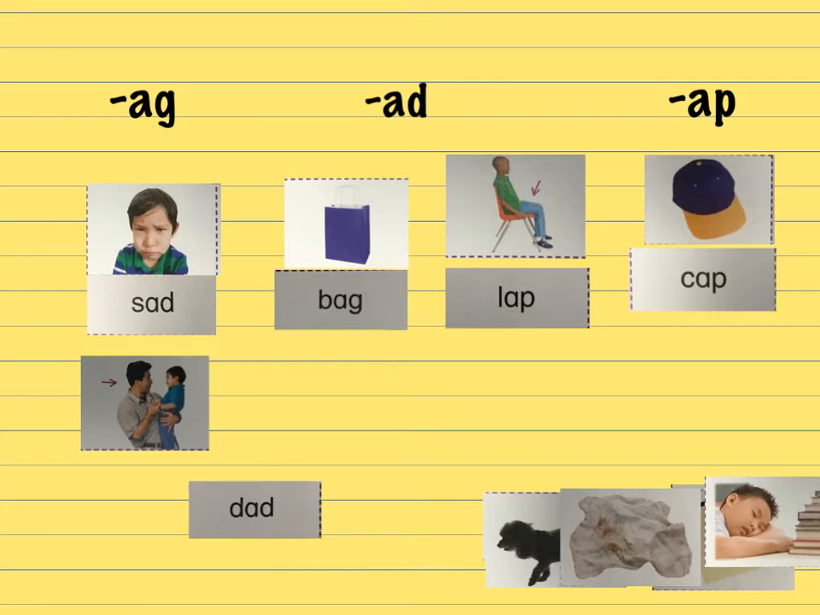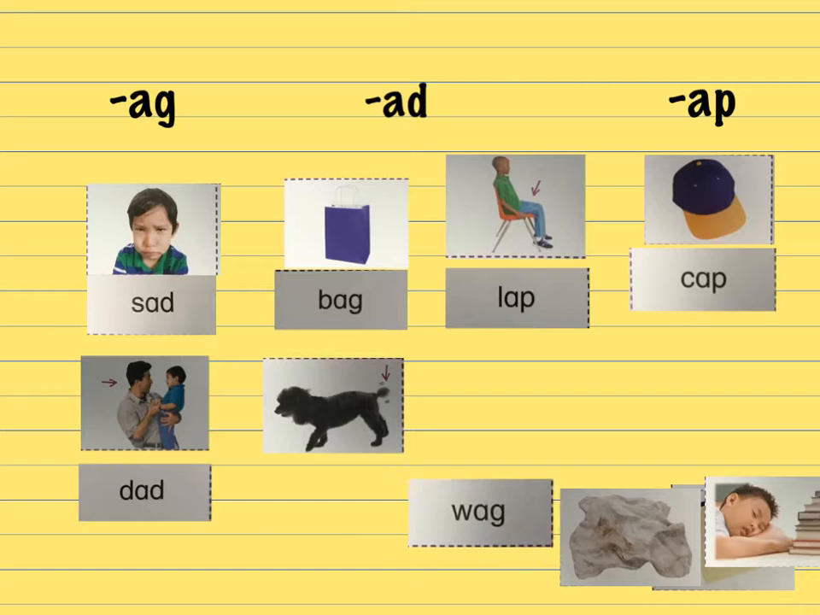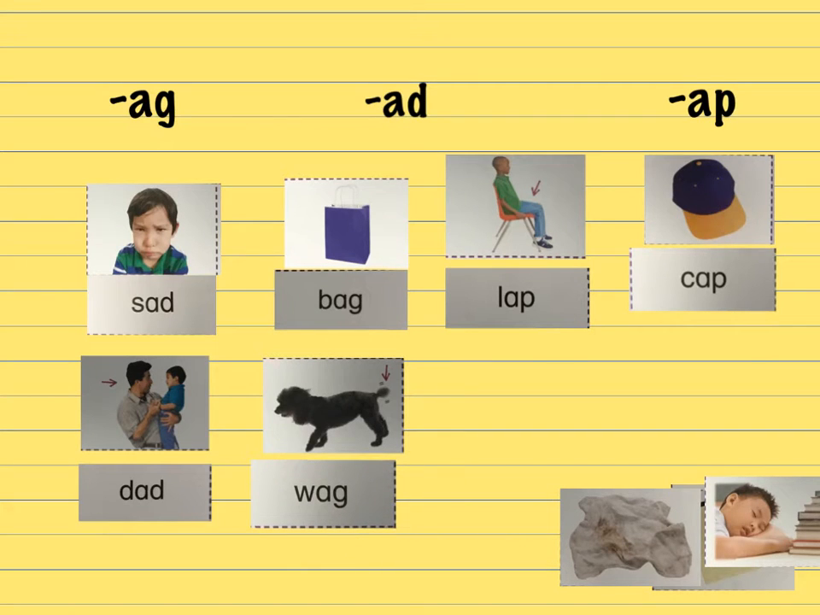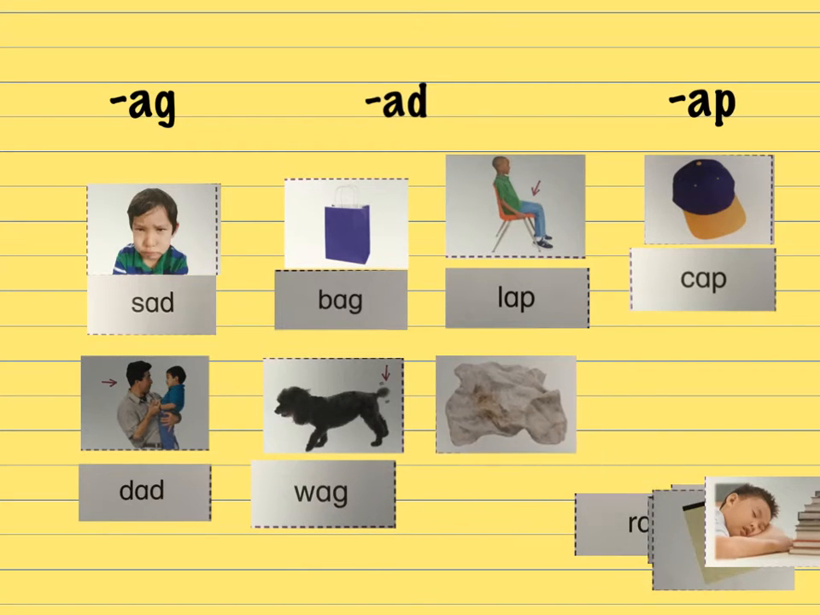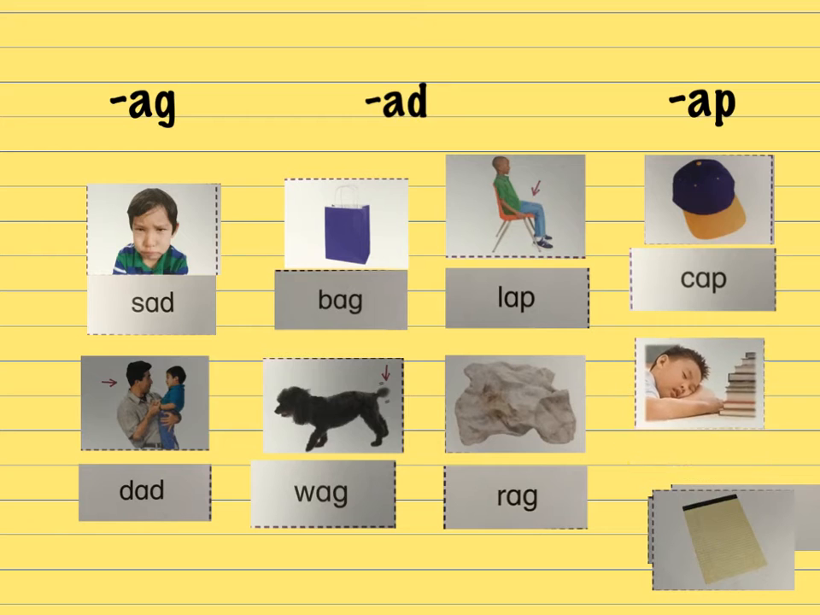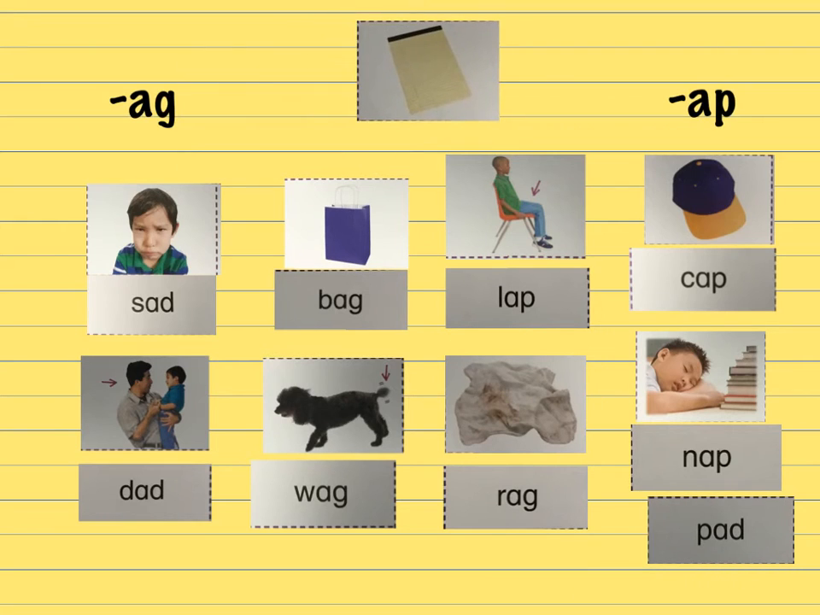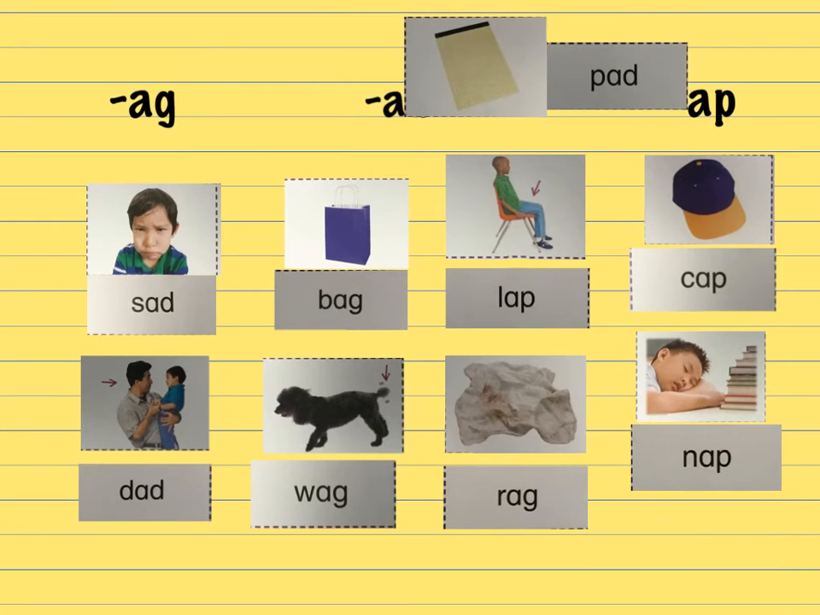This picture is pointing to the dad, and here's the word dad. This is pointing to the tail for wag. This is a picture of a rag, and the word rag. This little boy is taking a nap, and the word nap. And last is pad, and the word pad.